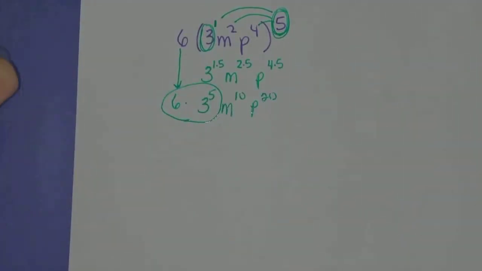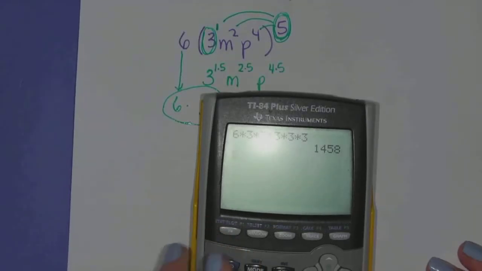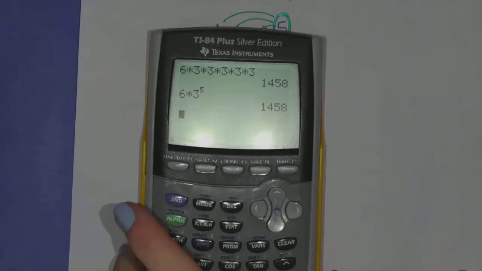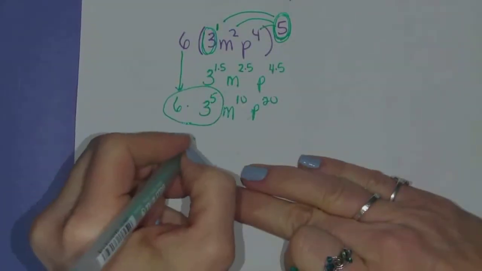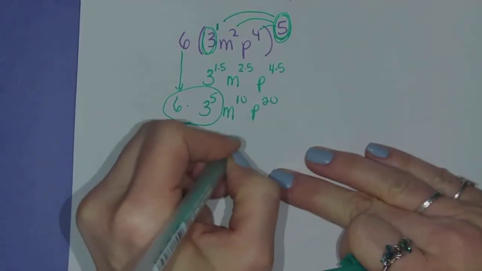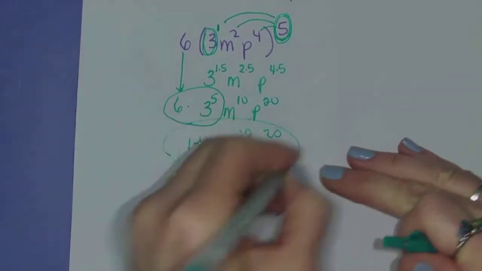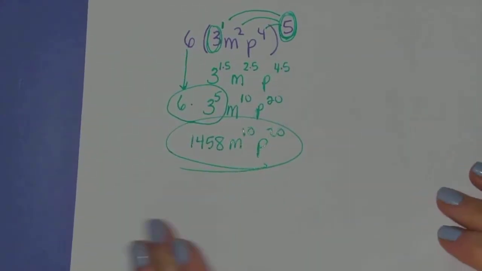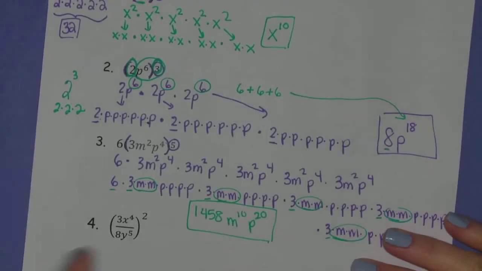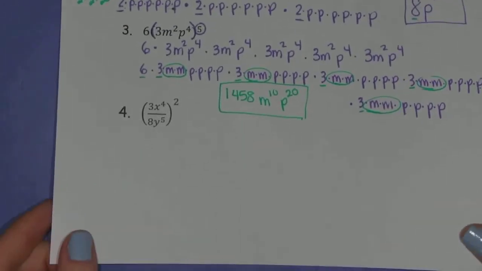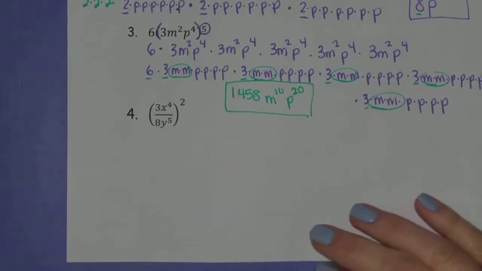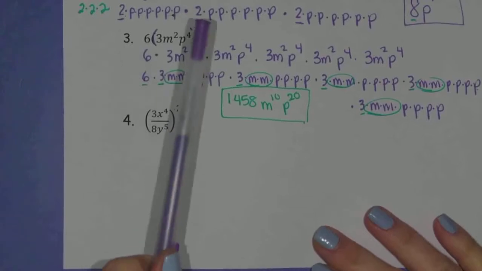Okay, so then all I have to do is this front work. Again, with my calculator, if I take 6 times 3 caret to the 5th power, there's my 1458. And then my m to the 10th, p to the 20th. So obviously much faster when you use the shortcuts. It is the same answer as we got here, but don't feel like you have to use them if you're not comfortable. Okay, last but not least, we've got a fraction. No big deal. Don't be afraid of it. Just follow the same protocol.